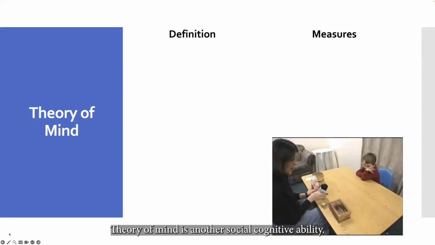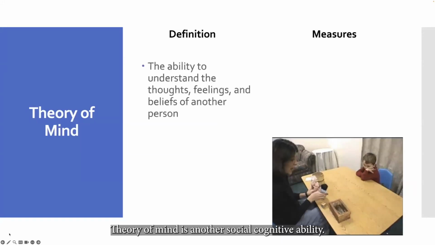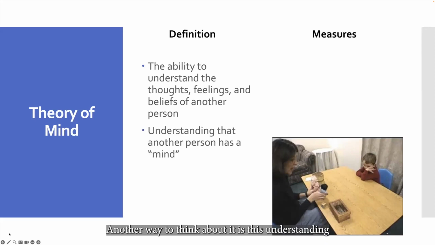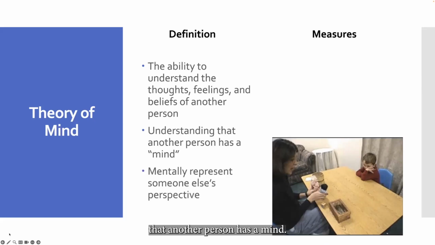Theory of mind is another social cognitive ability. It is the ability to understand the thoughts, feelings, and beliefs of another person. Another way to think about it is this understanding that another person has a mind. We can mentally represent someone else's perspective. Theory of mind develops a little bit later.